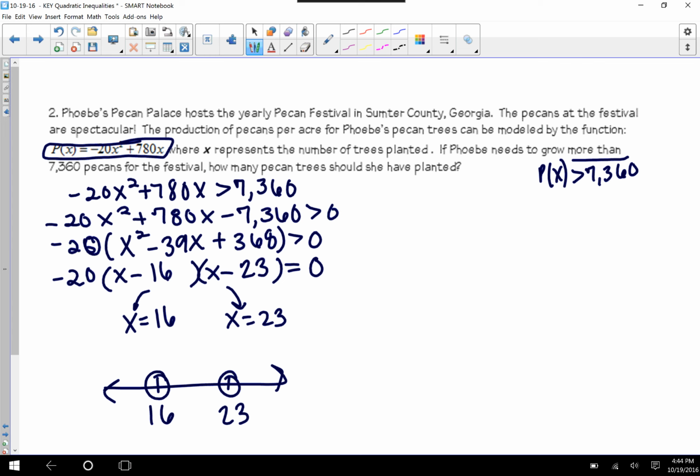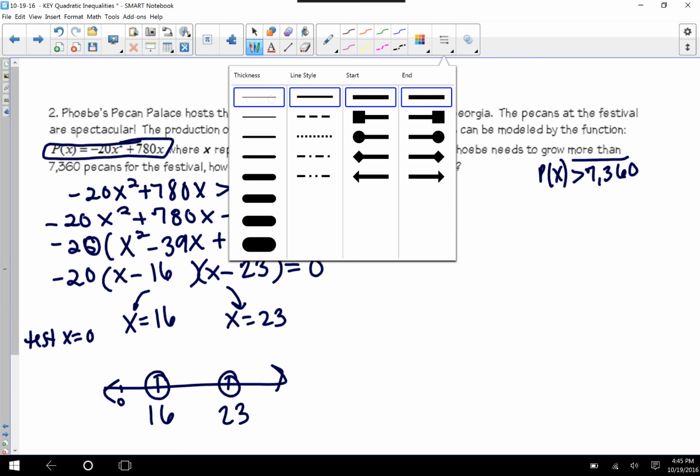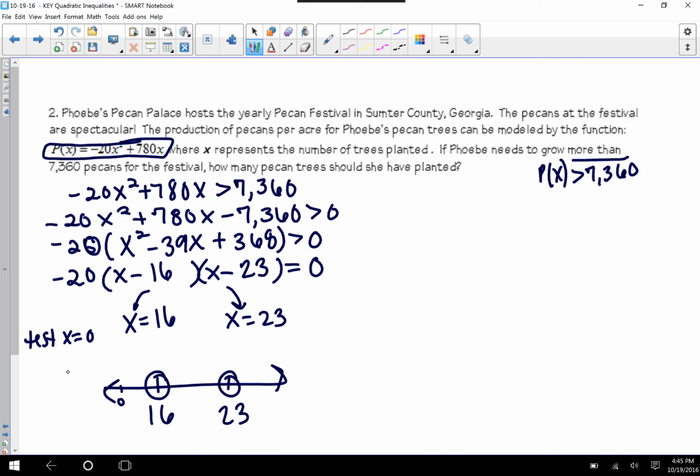So now remember we said we need a test point. I like to test 0, so 0 would be somewhere over here on the left. So I'm going to plug a 0 in, okay? So I'm testing x equals 0. I could go back to the factored form here, or I could just go back right here too.